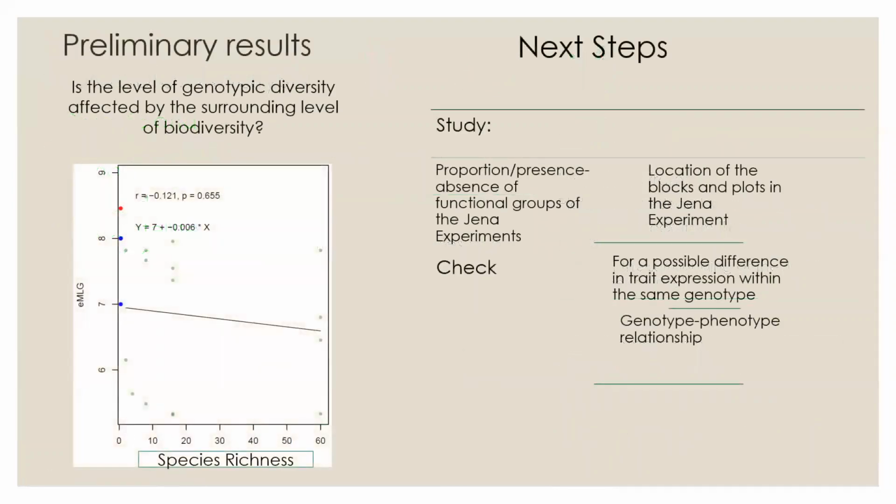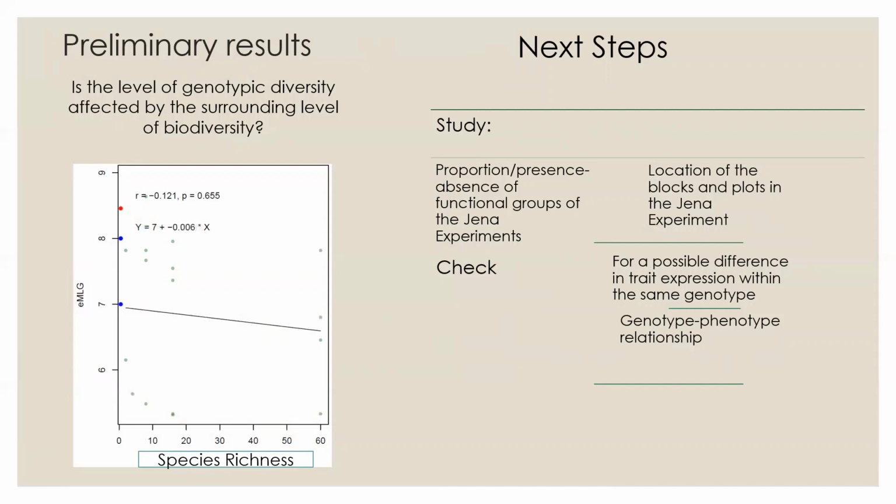We already have some preliminary results that we were trying to use to answer this question: is the level of genotypic diversity affected by the surrounding level of biodiversity? For now, the answer seems to be no, because as you can see, it seems that there is not a real pattern.